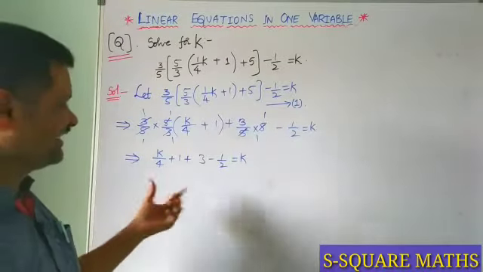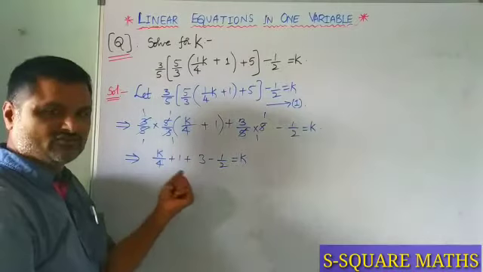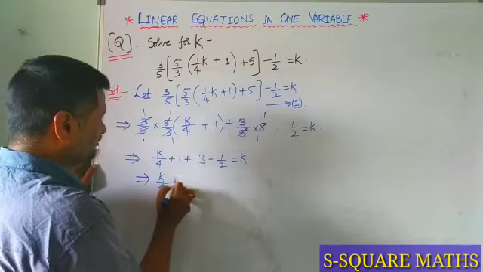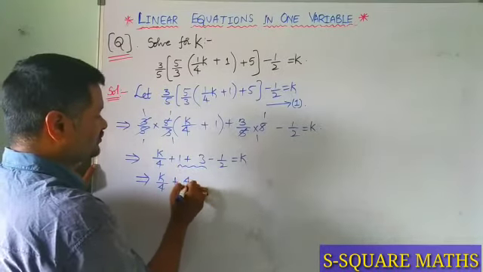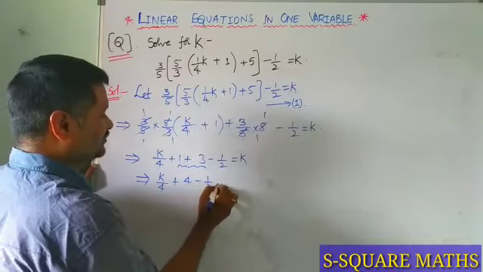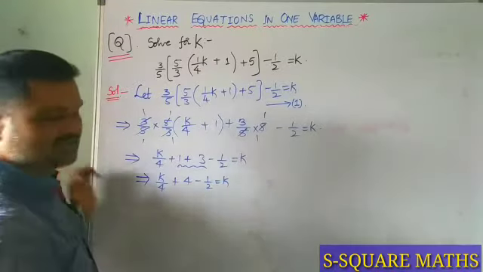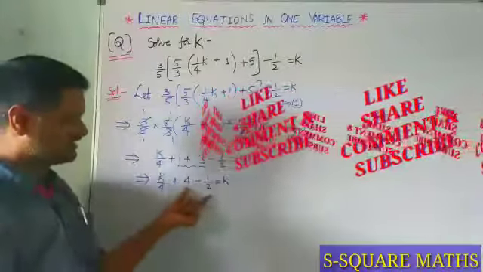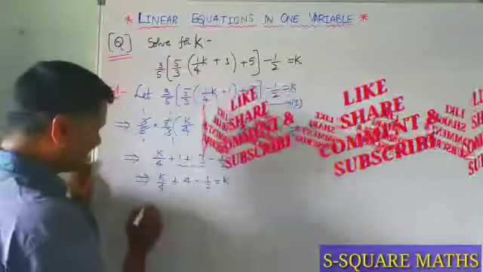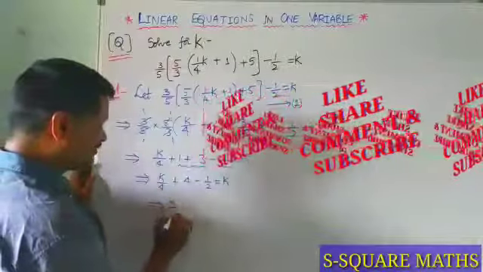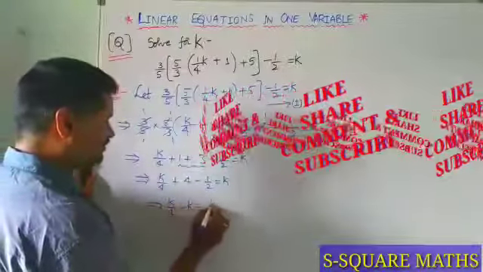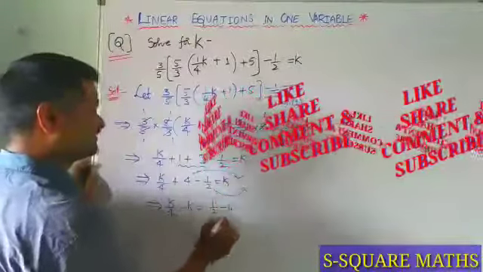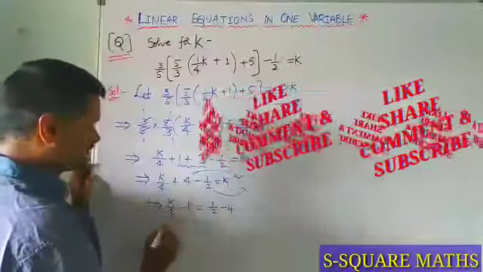If you observe carefully, here on the LHS there are totally 4 terms. Now go for the better calculation. K by 4 plus 1 plus 3 gives you 4 minus 1 by 2 is equal to k. Now shifting all the k terms to LHS and the constants to RHS, I can write it as k by 4 minus k is equal to 1 by 2 minus 4, because both the terms have been shifted to RHS, so the signs will change.